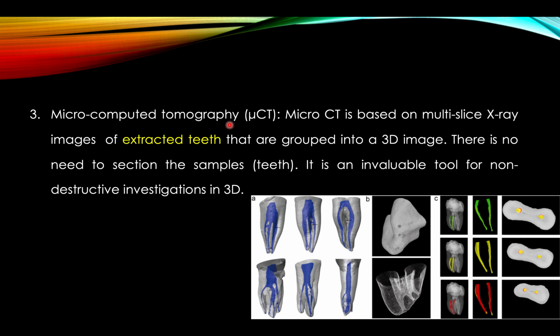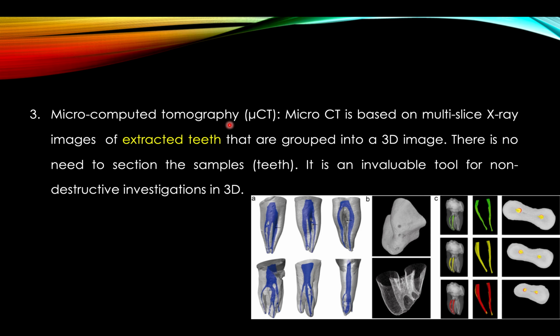Another way to study the internal anatomy of teeth is using microcomputed tomography. Microcomputed tomography means that you will use a high dose of X-ray on extracted teeth. It's not approved to be used during practice, so you can't use a micro CT for a real patient during the treatment, because you will expose this patient to a high dose of radiation, which can have harmful effects.